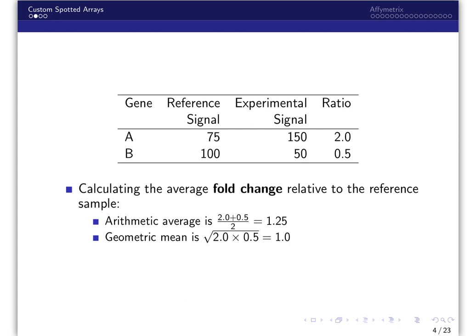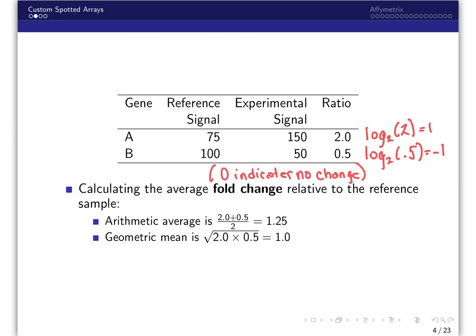A typical example used to elucidate this concept is one that considers two genes, A and B, one with a ratio of 2 representing a doubling of intensity, and another with a ratio of 0.5 representing a halving of intensity. On a log base 2 scale, these values are symmetric about 0, indicating no change, with values of 1 and -1 respectively. The arithmetic average of these two ratios would be 2 plus 0.5 divided by 2, which equals 1.25.